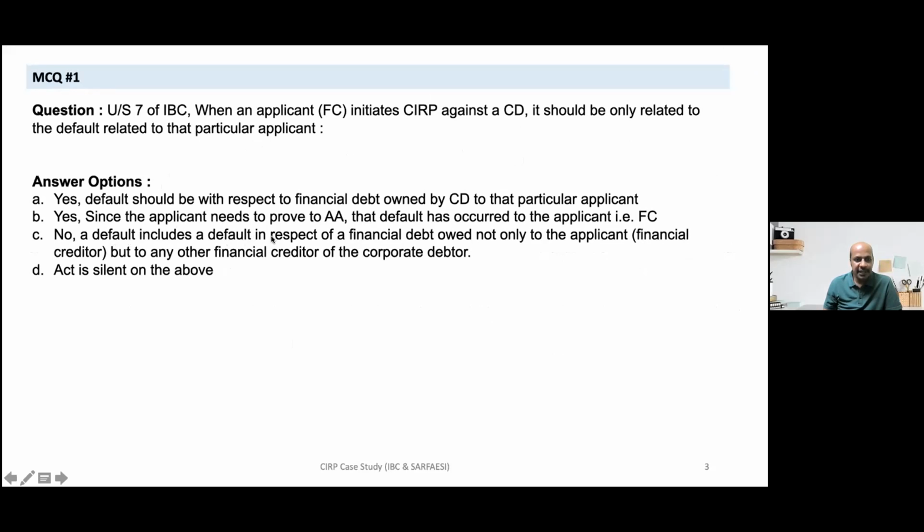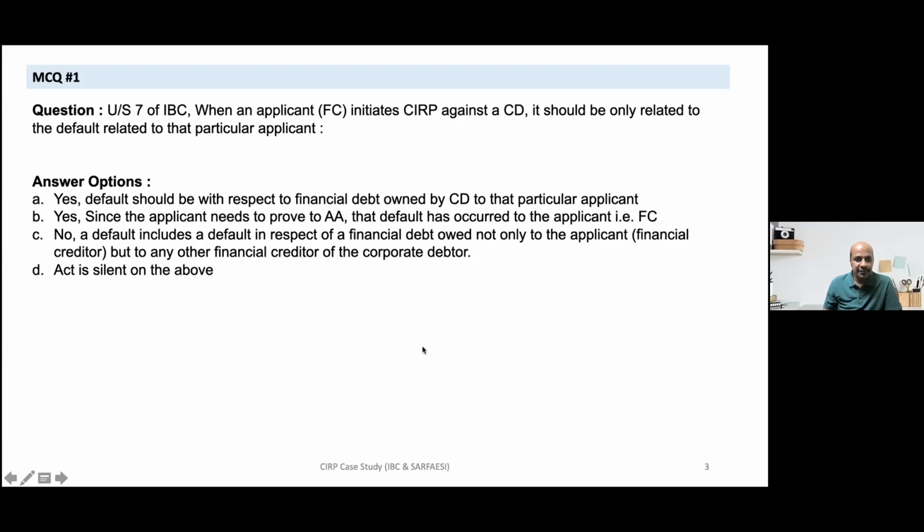Second is yes, since the applicant needs to prove to the adjudicating authority that the default has occurred to the applicant, that is the financial creditor who is the applicant. Option C is no. A default includes a default in respect of financial debt owed not only to the applicant but to any other financial creditor of the corporate debtor. And the fourth option is, Act is silent on the above.